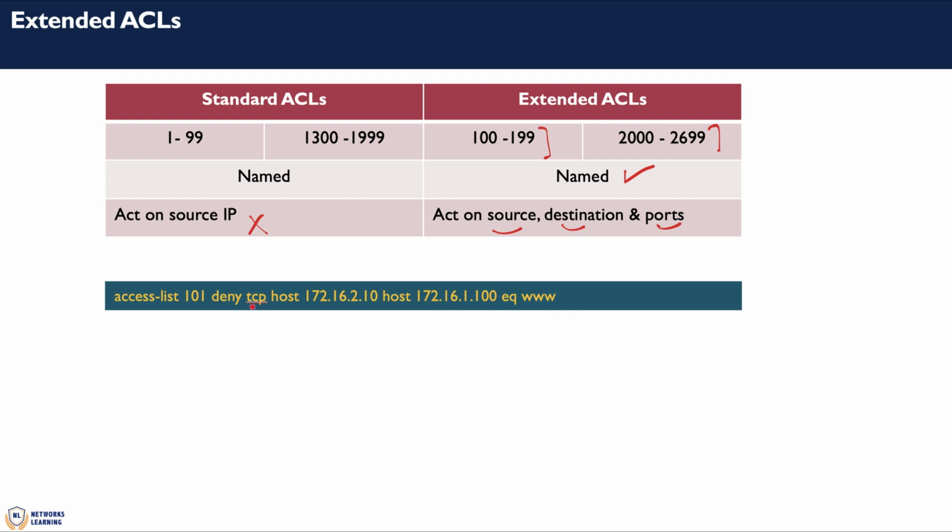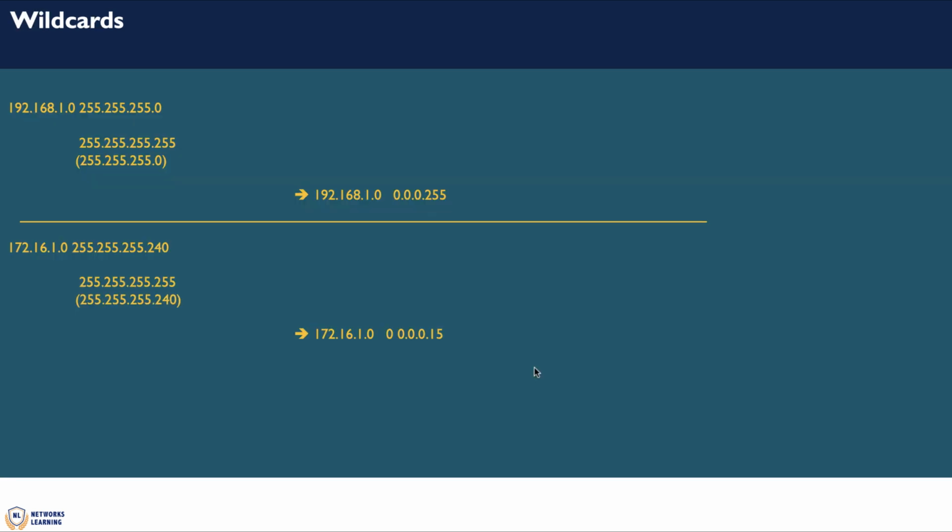A sample configuration would, for example, be access list 101, deny TCP. It could be UDP for traceroute, for example, or what have you. Then host to host, matching this host to another host. And what kind of traffic do I want to match? HTTP traffic. And you will have a whole selection, as we will see later on in the demo, of protocols that you can match on.